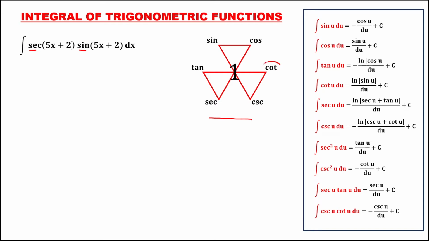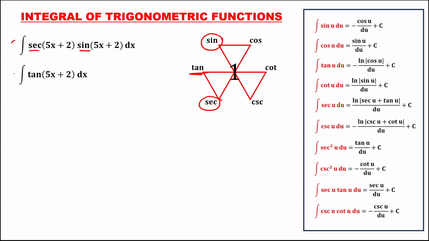So if we have cotangent times sine, this is equal to cosine. Then if we have tangent times cosecant, that's equal to secant. So from this given, secant times sine is equal to tangent. So we can reduce this given as the integral of tangent 5x plus 2.